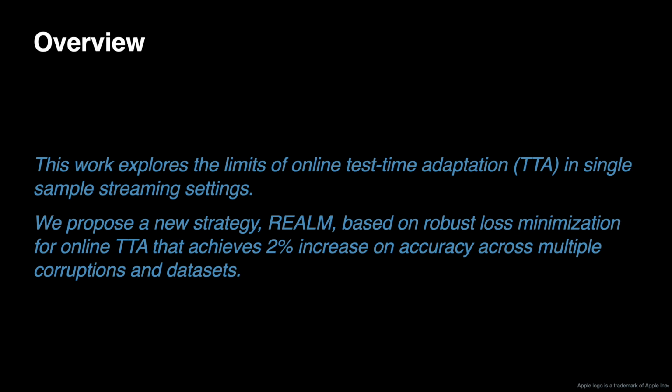In short, this work explores the limits of online test time adaptation of image classification models in single sample streaming settings. We identify that seminal prior work fails in this setting, and for methods that do not, we show that these prior works fall under the setting of robust loss minimization. Based on this, we propose a new strategy, REALM, that achieves a 2% increase in accuracy across multiple corruptions and datasets like CIFAR and ImageNet.